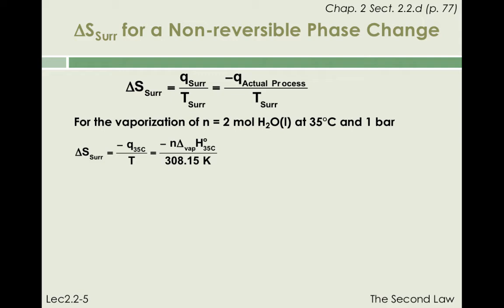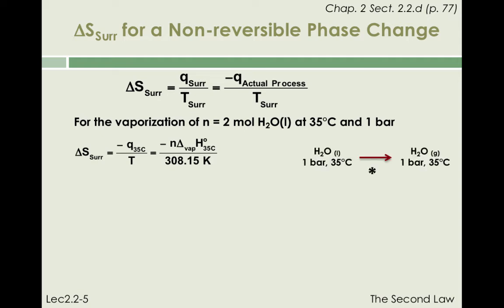Thermodynamic data on vaporization is typically tabulated at the normal or standard boiling point of a substance, or at 298.15 Kelvin. So we need to relate the vaporization enthalpy at 35 degrees Celsius to a given vaporization enthalpy, for instance, at 100 degrees Celsius. To do so, we could use the Kirchhoff equation, or better, the cycle method, which we just used on the preceding slide.